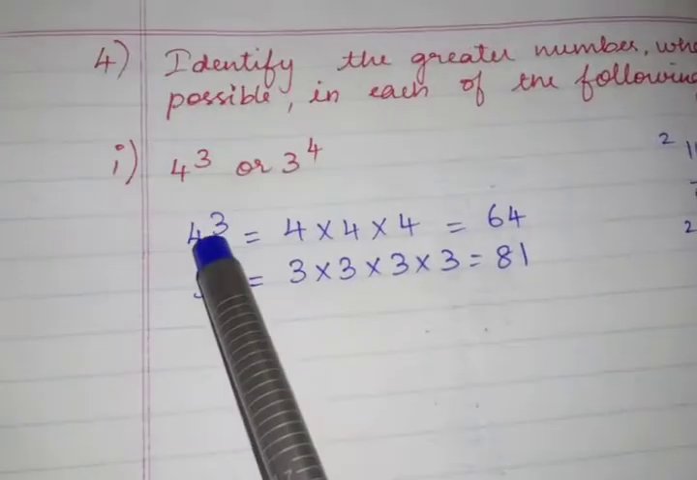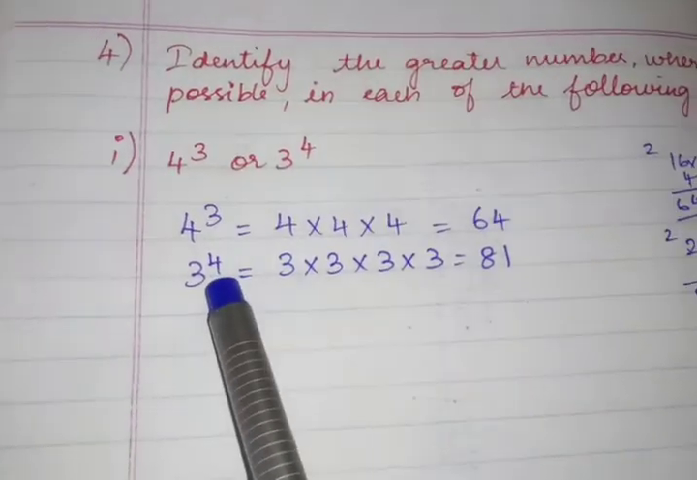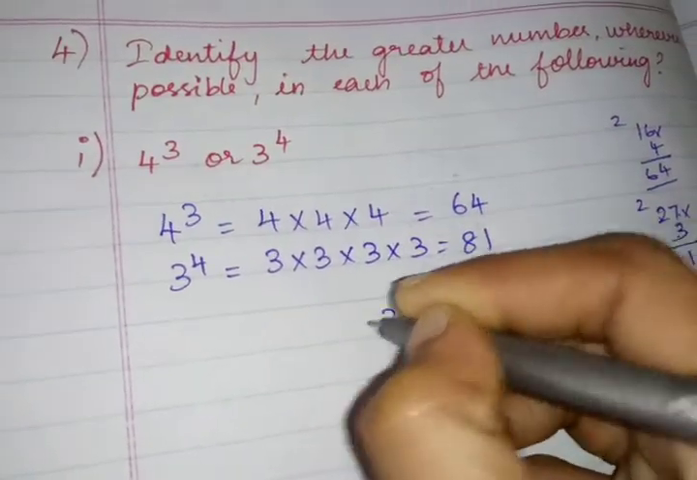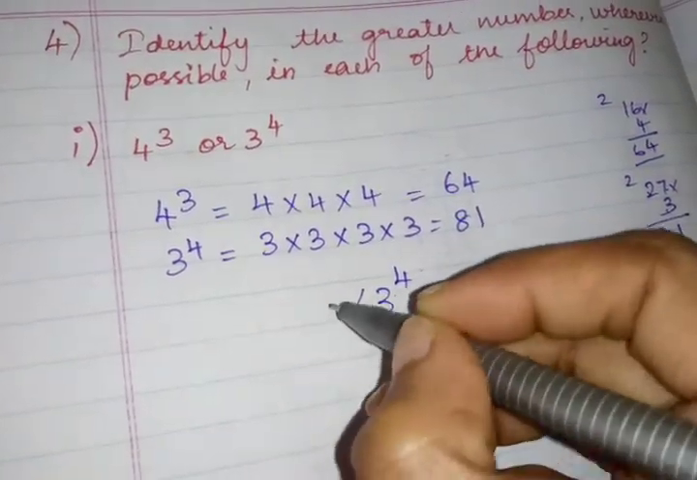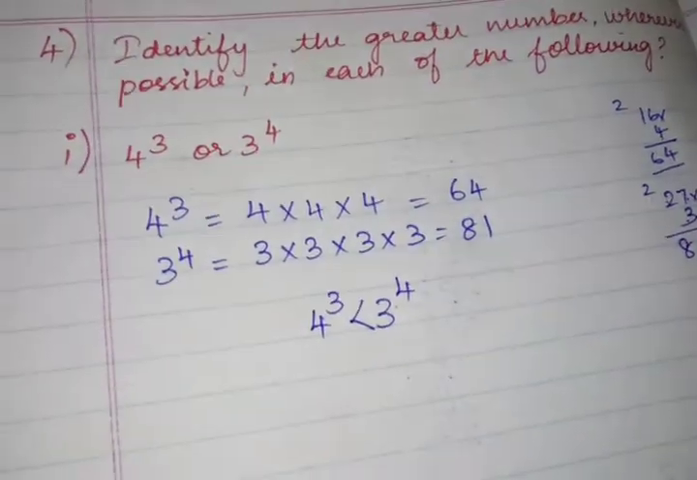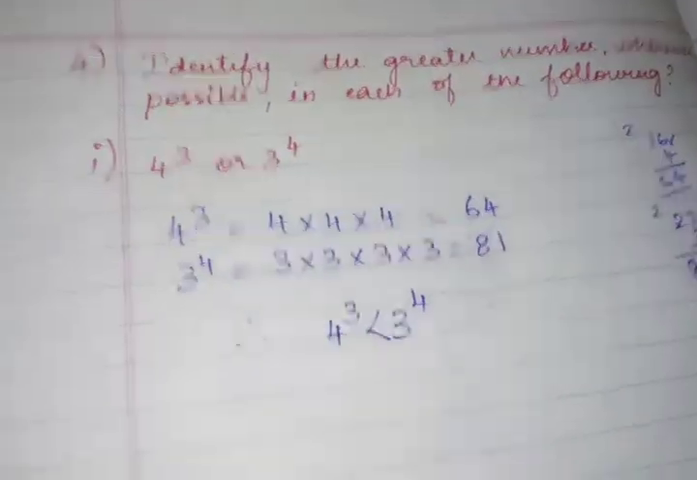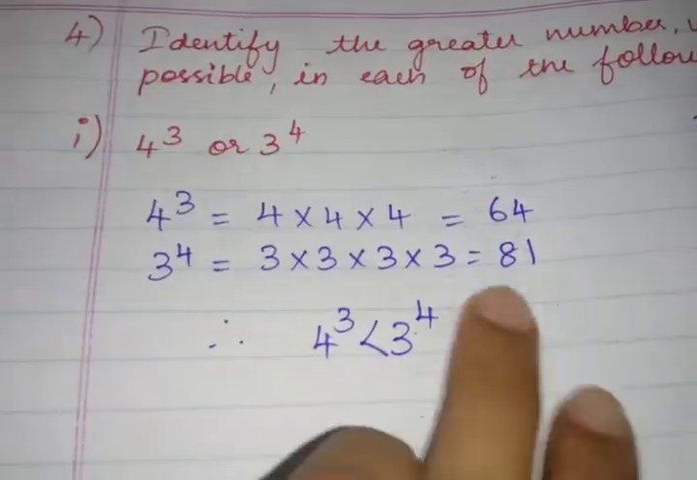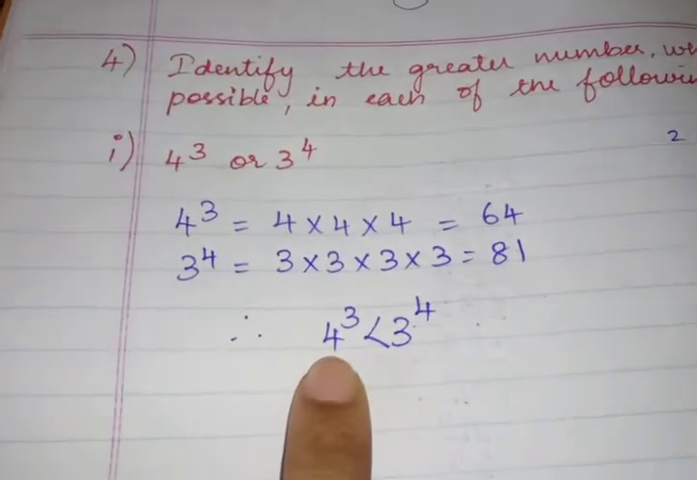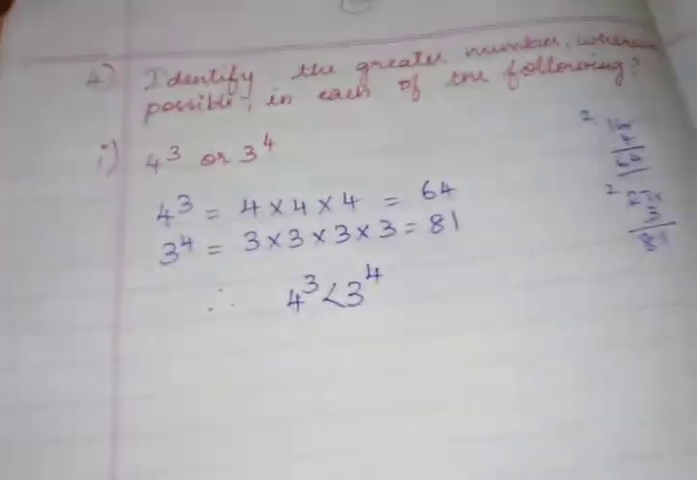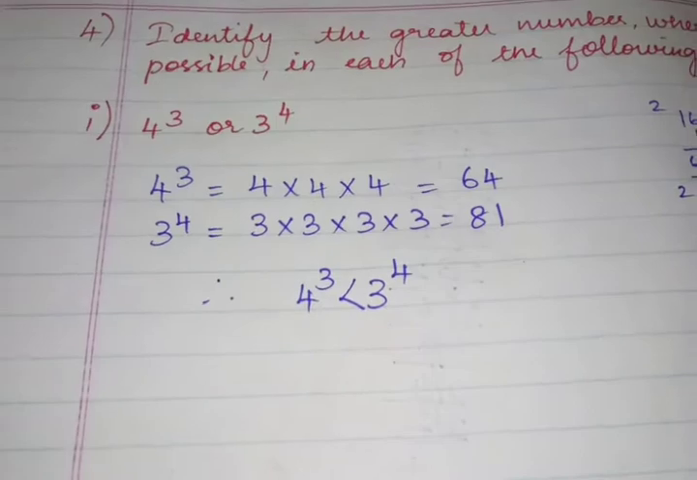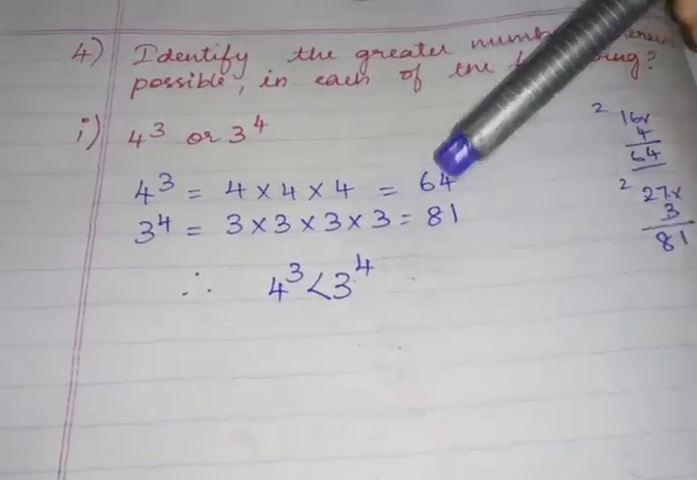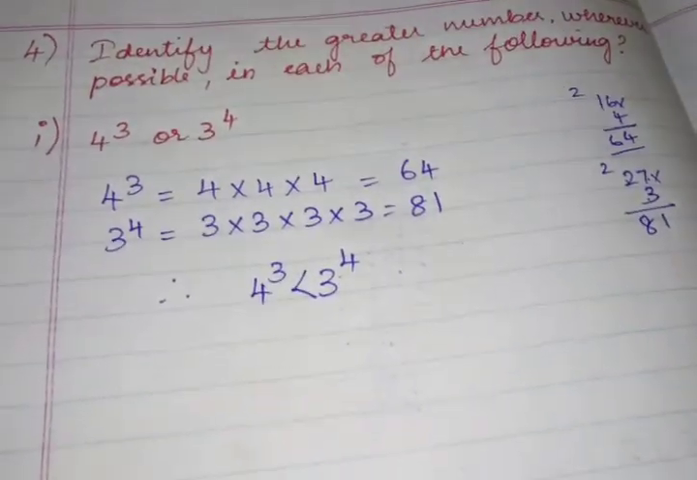See, the 4 cube answer is 64 and the 3 power 4 answer is 81. So which is greater? Obviously 3 power 4 is greater than 4 cube. By finding the answer itself, we can say that 4 cube is less than 3 power 4. So first, in this kind of question, find the product of the numbers and just compare them. That's all.